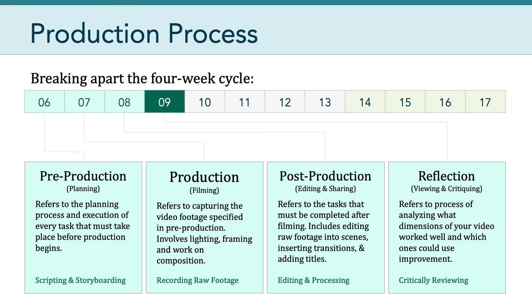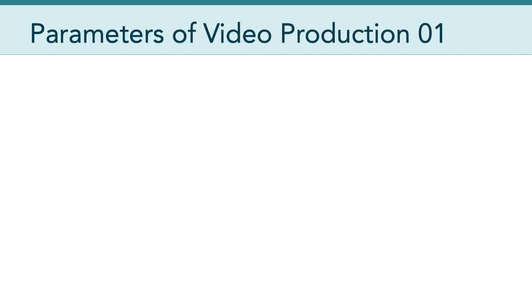And finally, the last phase of our production process is reflection. During this phase, we'll think about what went well and what could be improved regarding our video productions. This will involve watching classmates' videos and giving feedback related to each video's overall quality as assessed through the independent dimensions of video.